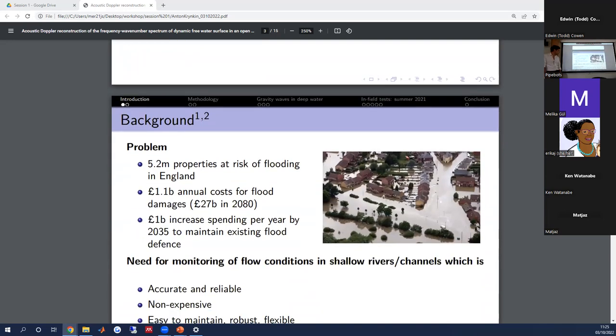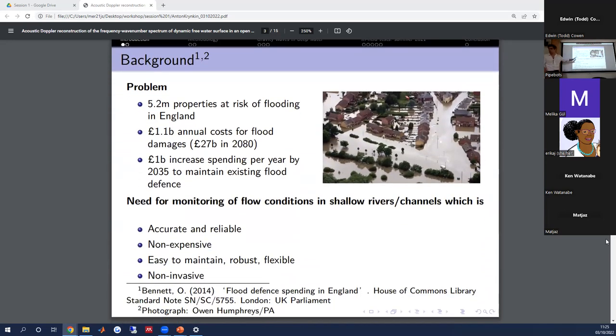Excellent. Thank you. So Anton put some statistics about the problem in the case. Probably people from the Environment Agency know this better. Apparently 5.2 million properties are at risk of flooding in England alone, and there is a big annual cost of flooding. People in the UK spend a lot of money to remediate this flooding, and some properties can be insured, and it's very hard to monitor these things, and we don't want to put anything in the flow.